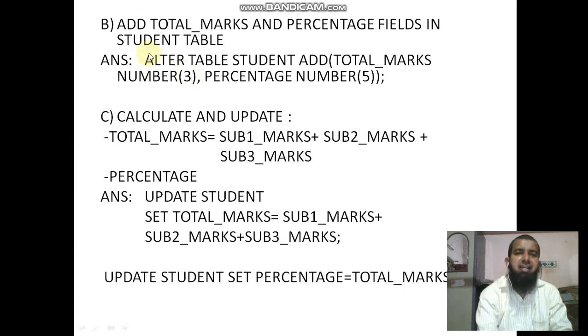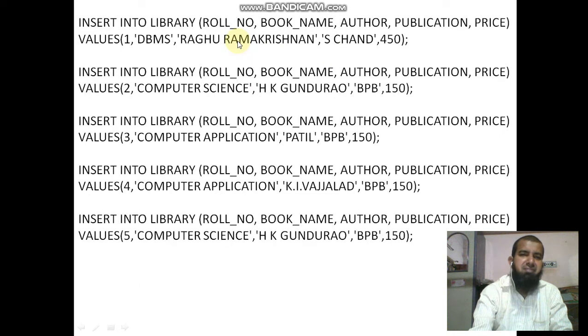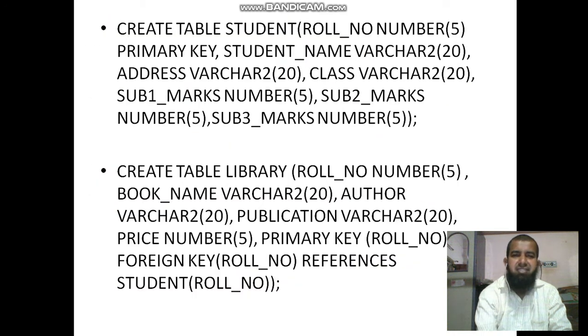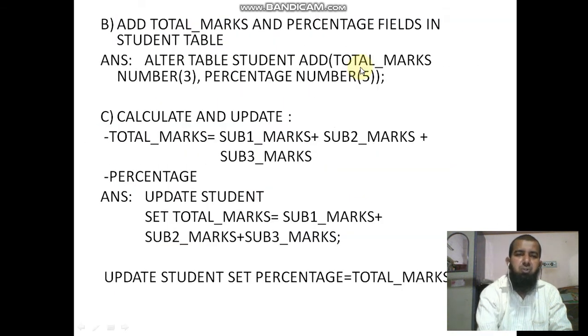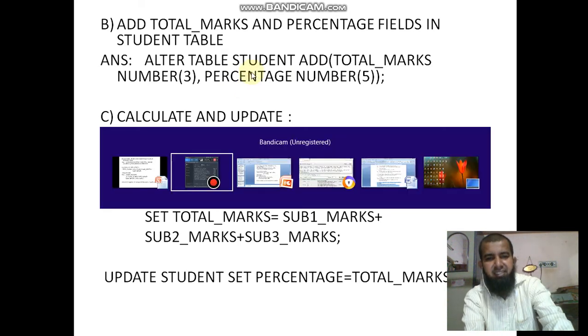Next question is add total marks and percentage fields in the student table. While you were creating the table, you did not create total marks. Here you only created 3 subject marks, and you did not insert the total marks either, only the subject 1, subject 2, subject 3 marks. So now you first have to create the total marks and percentage columns. Then you have to write the formulas. Okay, but before that we'll create the tables.